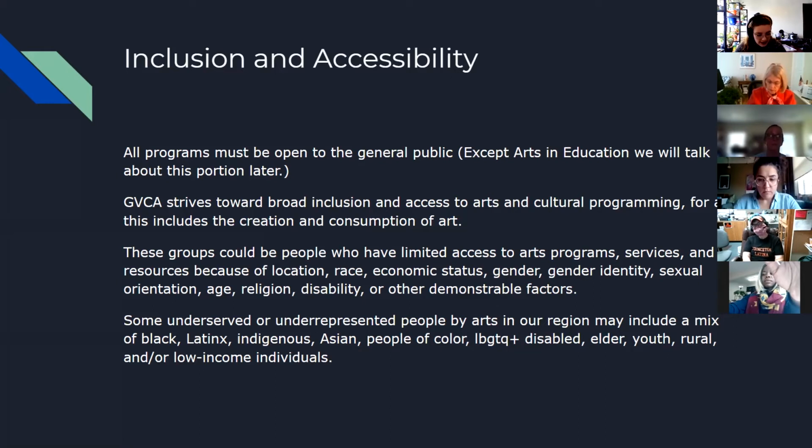Groups that have limited access or are underserved in our 2 counties can include individuals that are Black, Latinx, Indigenous, Asian, people of color, LGBTQ+, disabled, elderly, youth, rural, and or low income individuals. So there's a whole mix of people that we could be reaching, but may have different limitations. Different ways that you can reach out to these groups would be doing surveys, hosting talkbacks, direct engagement in meeting with maybe heads of different community groups and things like that.